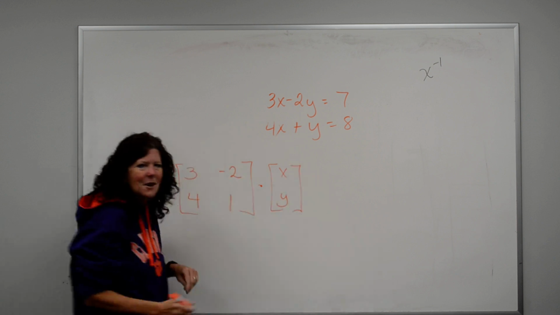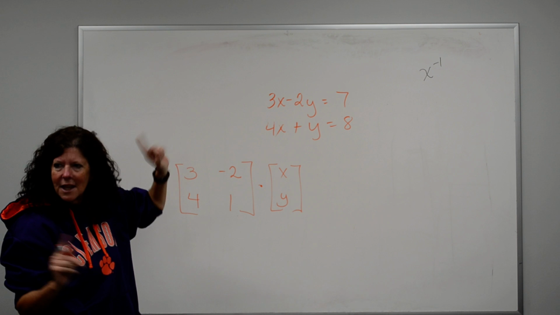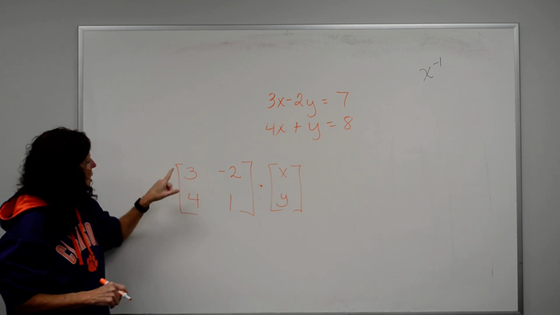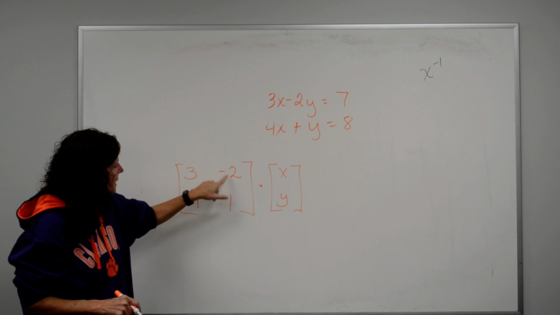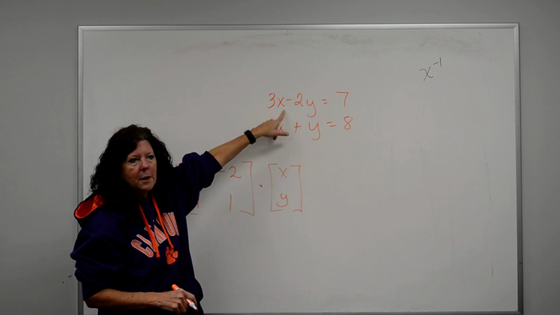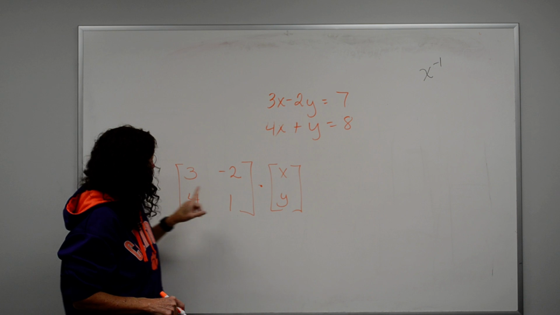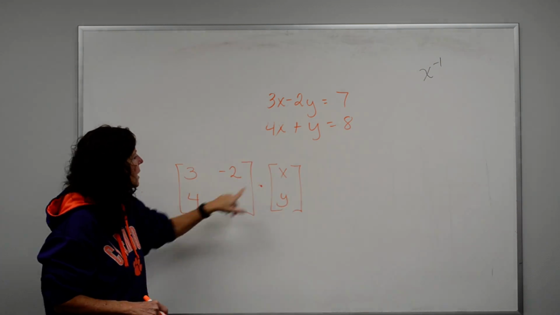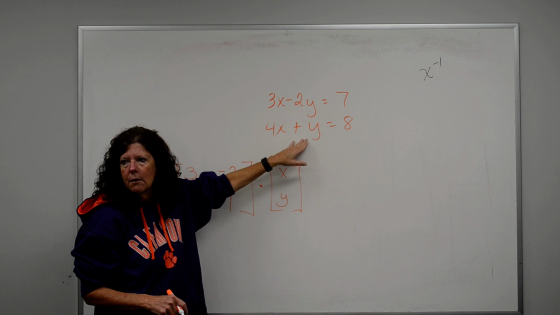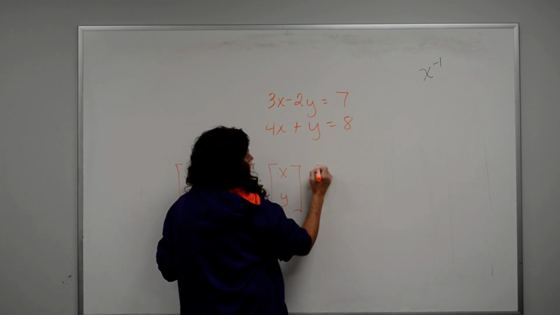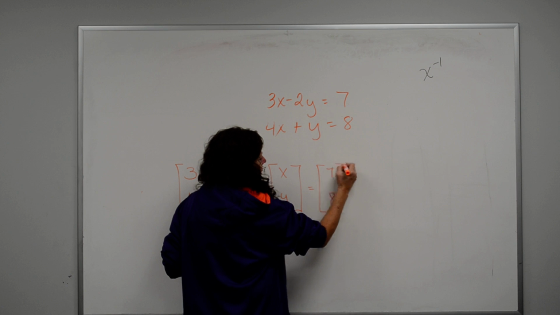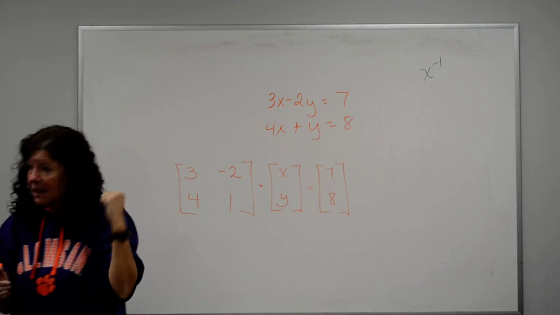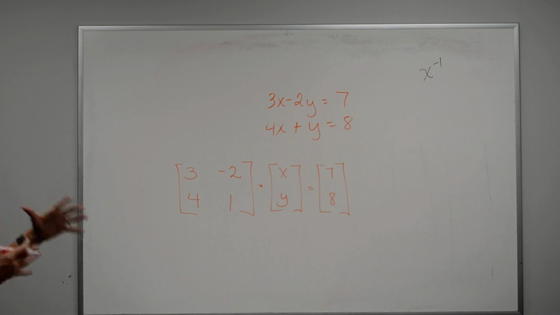And you're going, what? Well, see, this is the same as that. Think about multiplication, row by column. 3 times x plus -2 times y. Isn't that what I have up here? 4 times x plus 1 times y. Oh, that's what I have here. What is it equal to? It's equal to 7 and 8. Okay, that's the matrix form of those equations. Not hard to put it in there. If they tell you to put those two equations in matrix form, that's what it's talking about.